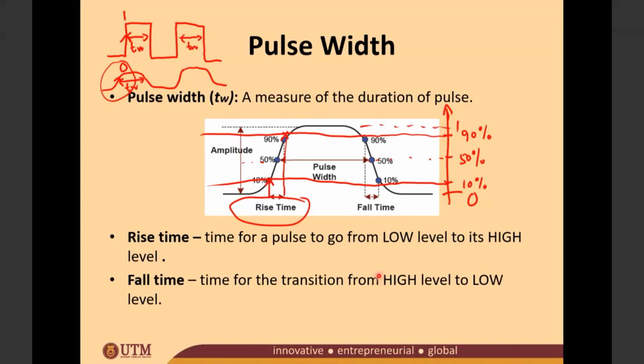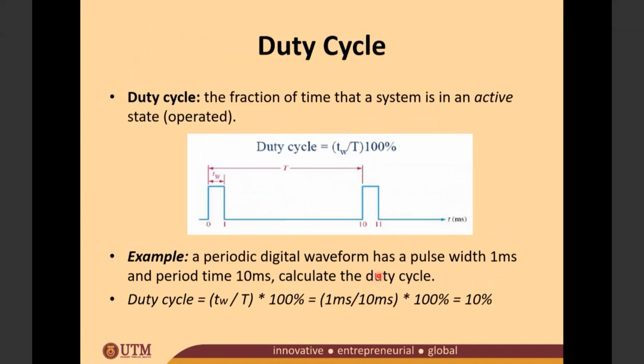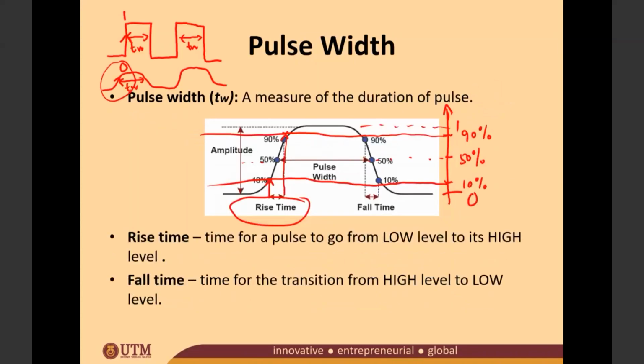Okay, next. Okay, kamu dah tengok pulse width. Okay, now we're going to look at the duty cycles. Okay, apa pula duty cycles ni? Okay, so the duty cycle is the fraction of a time that a system is in active state. Okay, ataupun kita panggil dia sebagai operated state. Okay, active state. What is active state? Okay, dia kena bergantung pada ni lah.